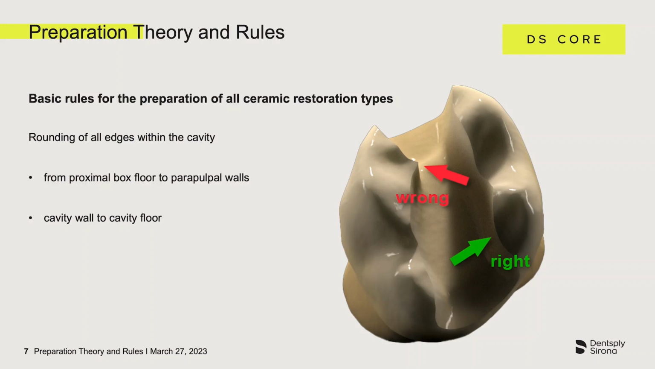On the left side you can see the wrong preparation shape. This tip cannot be produced by CAD/CAM systems and it leads to stress peaks in the ceramic at this point. However, on the right side you can see rounded shapes. These are easily reproduced due to the cutter radius used in the CAD/CAM system.